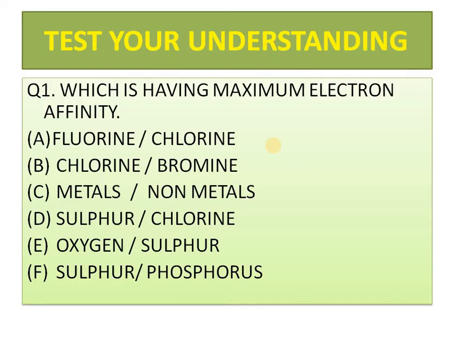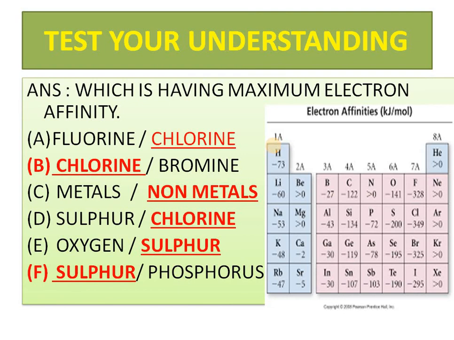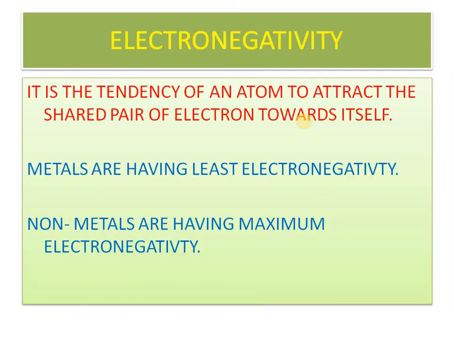That is the reason. Okay, so let us try these questions, and you can pause the video so that you can check out the answers. So you can see that electron affinity is more for chlorine. You can see the table values also, and chlorine, bromine, chlorine is more, and metal and non-metal, non-metals are more, sulfur and chlorine, chlorine is more, oxygen, sulfur, sulfur is more, and sulfur, phosphorus, sulfur is more. Okay, so these things are there.